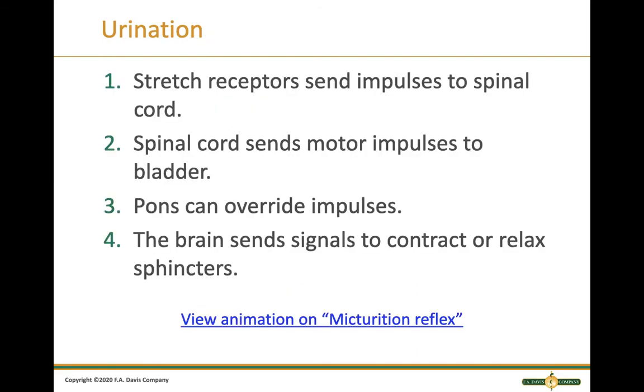And so for urination to happen, there are stretch receptors in the bladder, and they send impulses to the spinal cord telling you your bladder is full. The spinal cord then will send motor impulses to the bladder to empty it. The pons can override these impulses, and the brain sends signals to contract or relax the sphincter. So let's watch this animation on the micturition reflex.